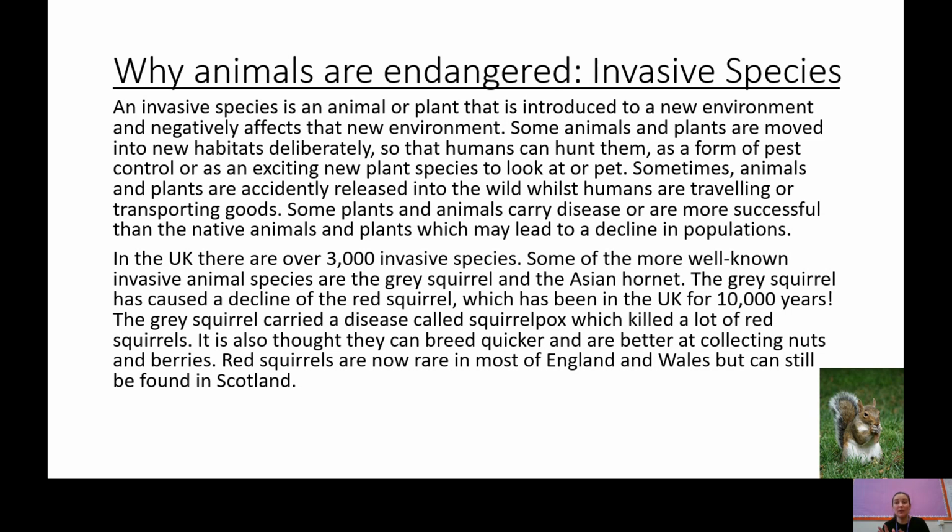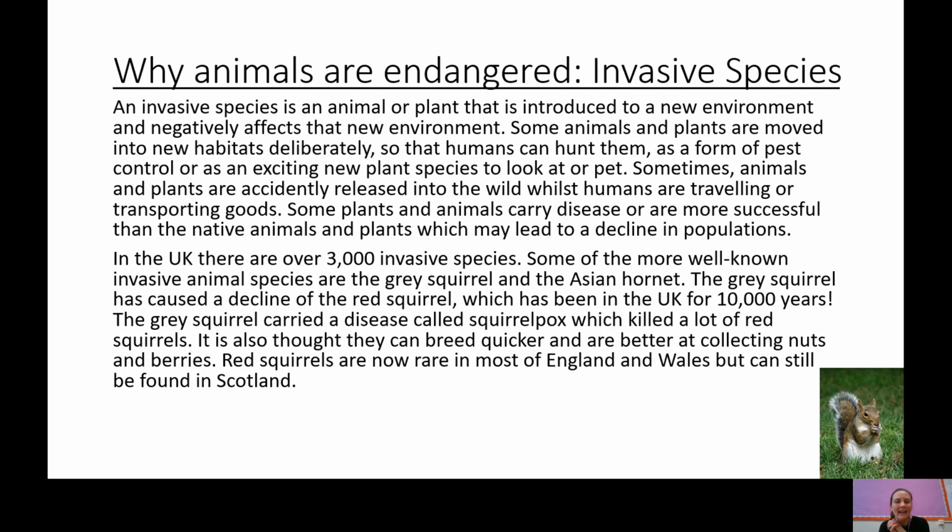So I've explained why. I've got a second sentence explaining why. Sometimes animals and plants are accidentally released into the wild whilst humans are travelling or transporting goods. And then I do a sentence explaining what happens. So some plants and animals carry disease or are more successful than the native animals and plants, which may lead to a decline in population. So that's what happens. And then I'm going to give some examples of some animals that are affected by this threat, the invasive species threat.